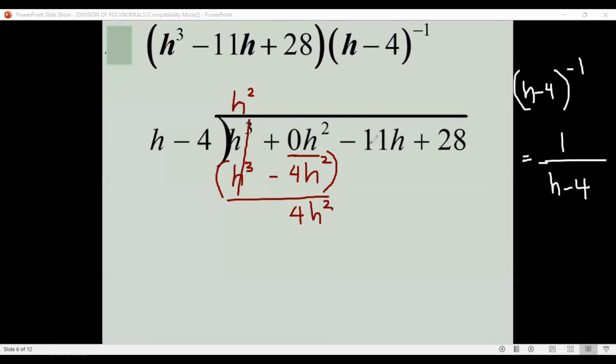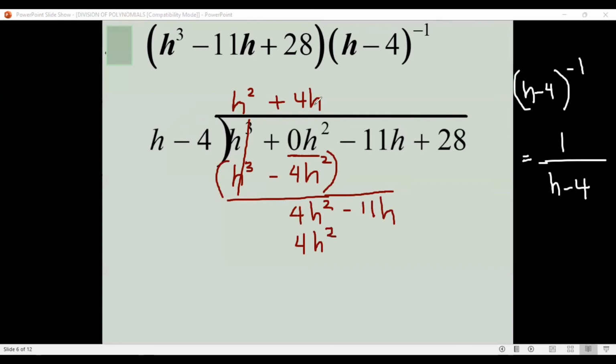Okay, the next step is we have to bring down. So there you have 11h. Okay, and then again we are going to divide. So our purpose is to have a product later which is equivalent to 4h raised to the second power. So simply 4h squared divided by 4h. Again, the answer that you will be getting is positive 4h. Okay, next step, we multiply. So 4h with the h is now equal to 4h raised to the second power.